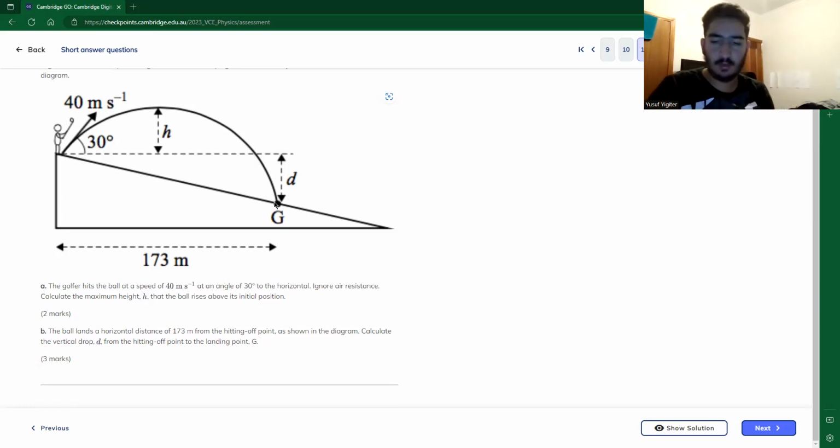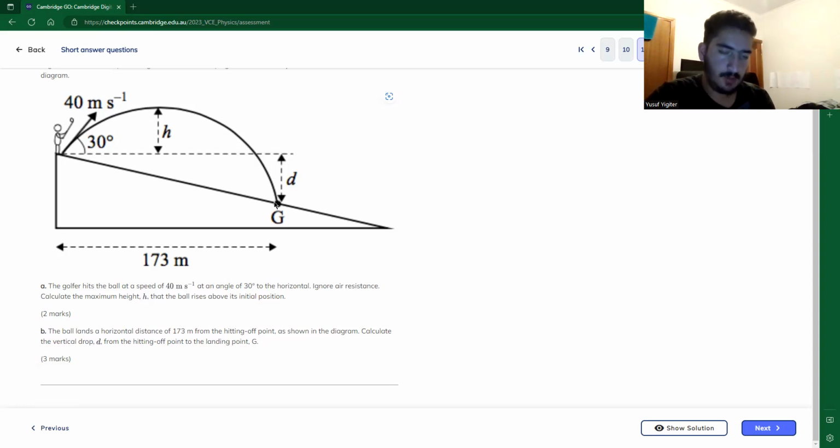Okay. 173 meters. We're going to use that. They've given that to us, so we're going to use it. So, horizontal distance equals the horizontal speed times the total time. The total time. Okay. So we are going to utilize that.